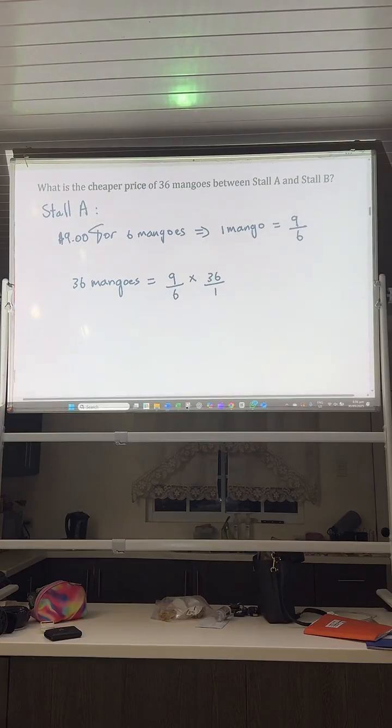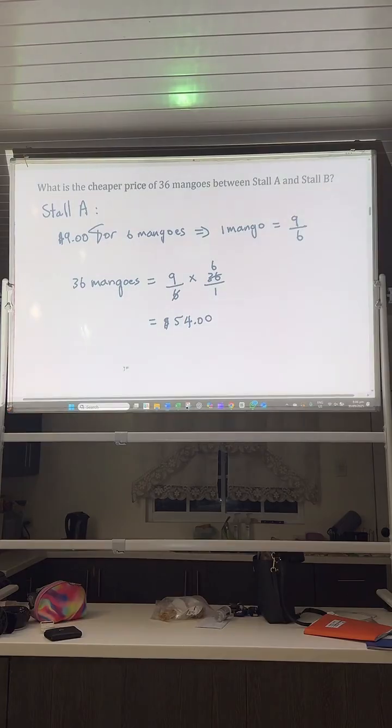So, let me just write on the side and then you'll tell me, right? So this will be 6 into 36. 6 into 36 is what? 6, right? And 9 multiplied by 6 will give me 54, right? $54 is the cost of 36 mangoes in stall 1.